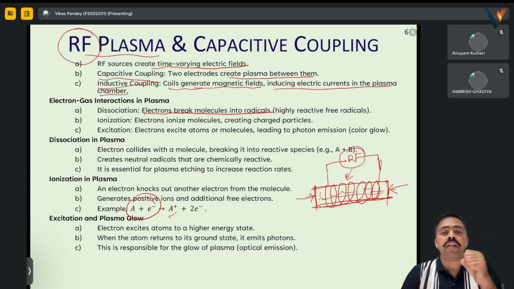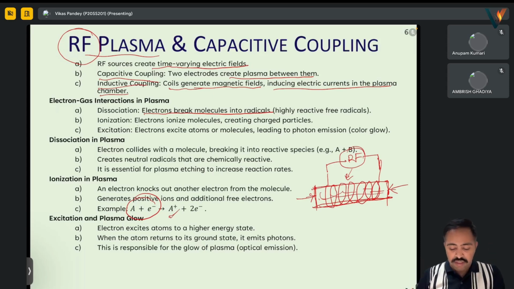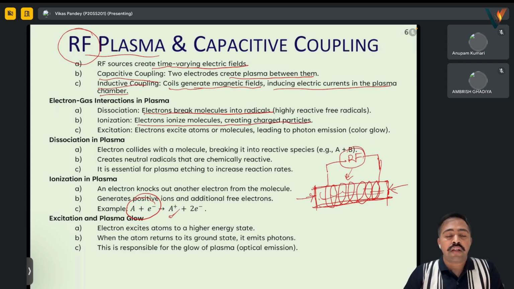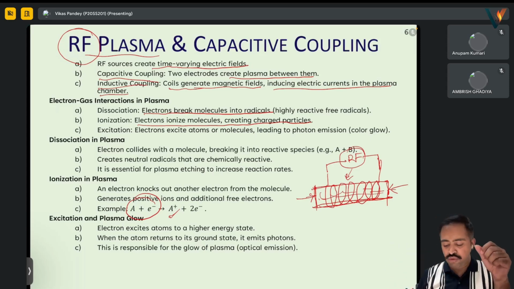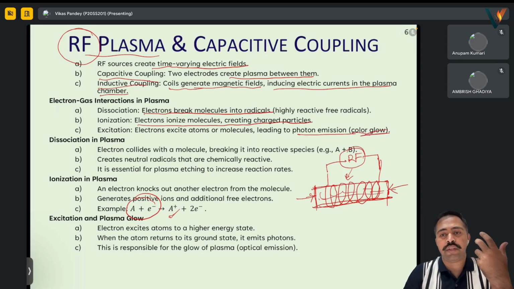Then the second is ionization. Electrons ionize the molecule, creating charged particles. Third is excitation. These electrons that are being released excite other atoms or molecules, and that leads to photon emission, or the color glow that we see, the specific color we see.